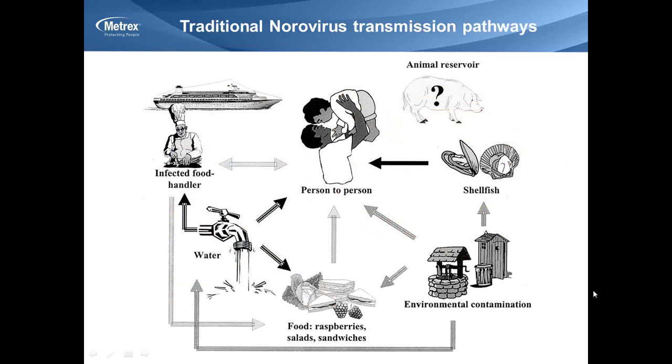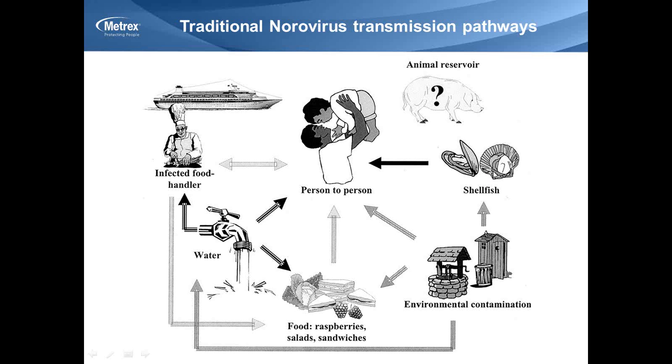If you look at a textbook from about 3 decades ago, the traditional norovirus transmission pathway, as we learned yesterday, is through the GI tract, which means you have to go through food contaminated with norovirus, water, or even the environment. You have to go through a vehicle, basically food, to launch a norovirus infection in humans.